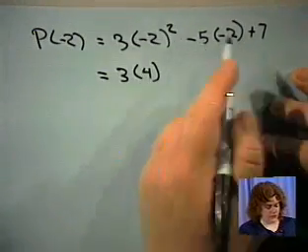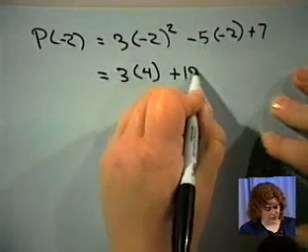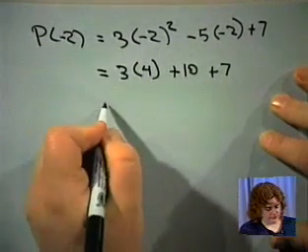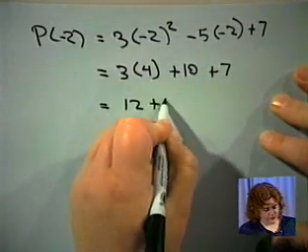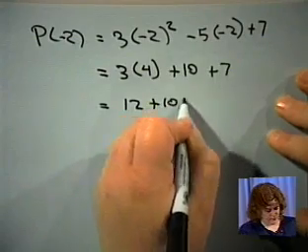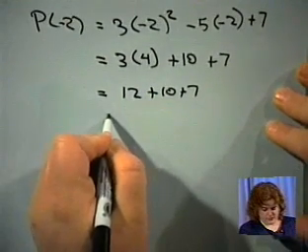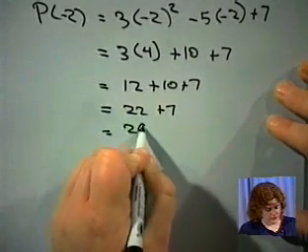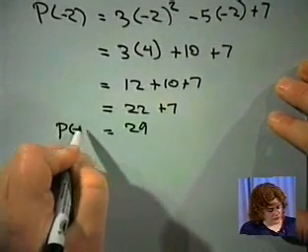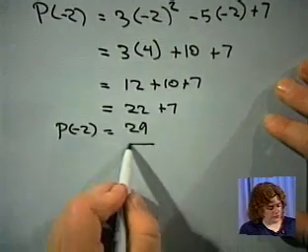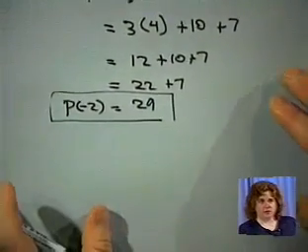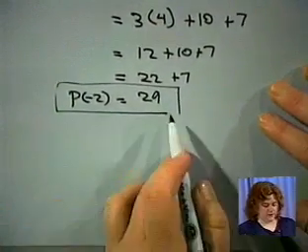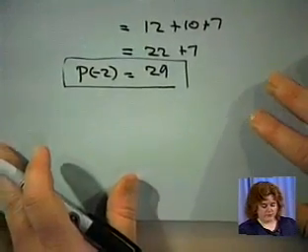Negative 5 times negative 2 will get us a plus 10, plus 7, which is going to be 12, plus 10, plus 7, which is looking a lot like 22, plus 7, and gives us 29. So what we can say is that the value of our function when x is equal to negative 2 is 29. P of negative 2 is 29.